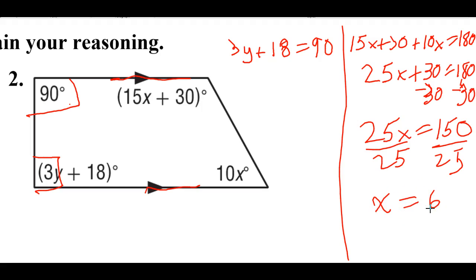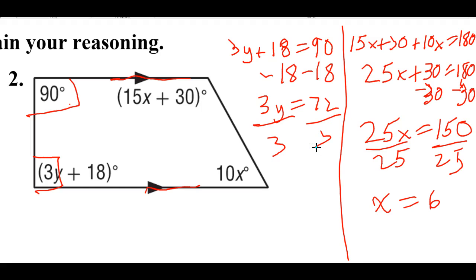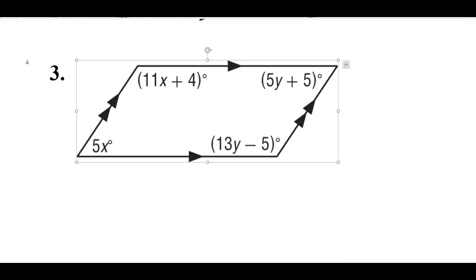So x equals 6. Now we come back over here and solve this one. We would subtract 18 from both sides. So I have 3y equals 72, and then divide both sides by 3. So we get y equals 24 there. Okay, so in the next couple of examples, I'm going to set the equations up, and I'll let you finish them off and solve from there.